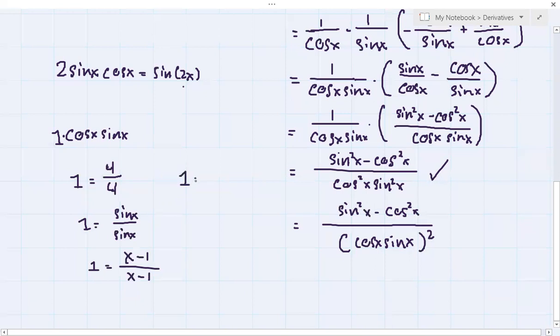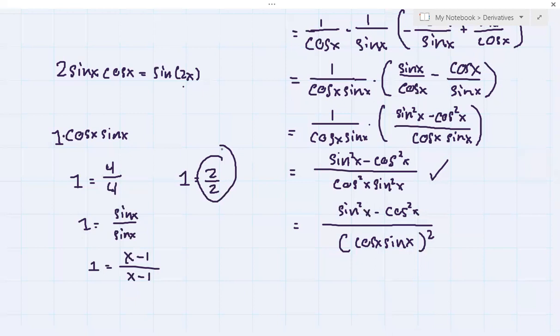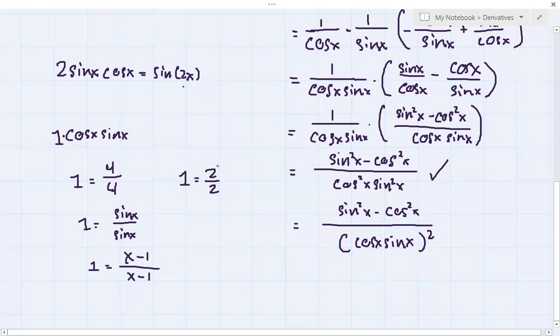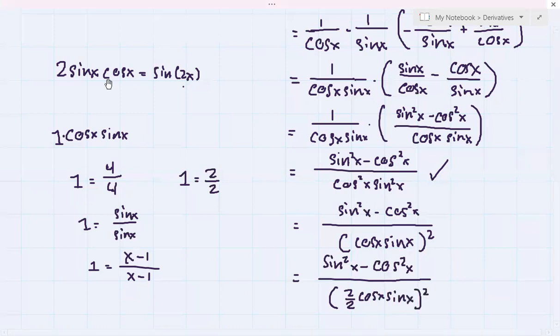So, I can have 1 as 2 all over 2. Pwede rin to. Okay? I can use this one. Because overall, 2 all over 2 is 1. It is still the same. Magkaparehas naman sila. There's no changes at all. So, therefore, ang mangyayari dyan, magiging ganito yung solution natin. Okay? We will have quantity 2 all over 2 times cosine x times sin x raised to 2. Ganyan yung magiging tsura niya.